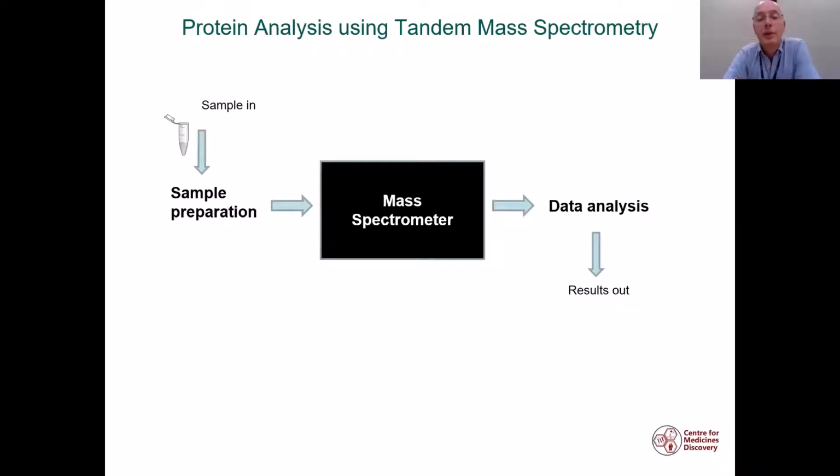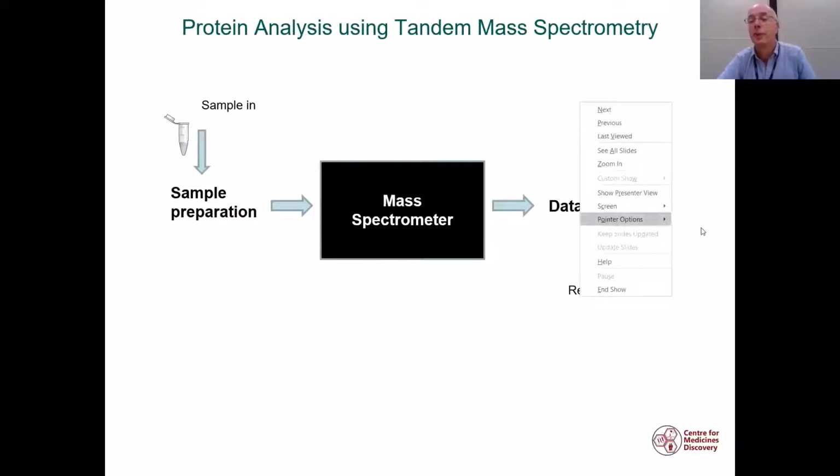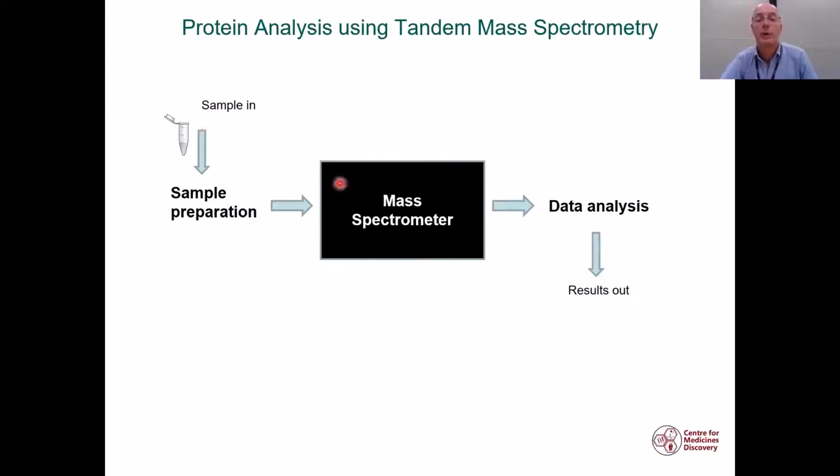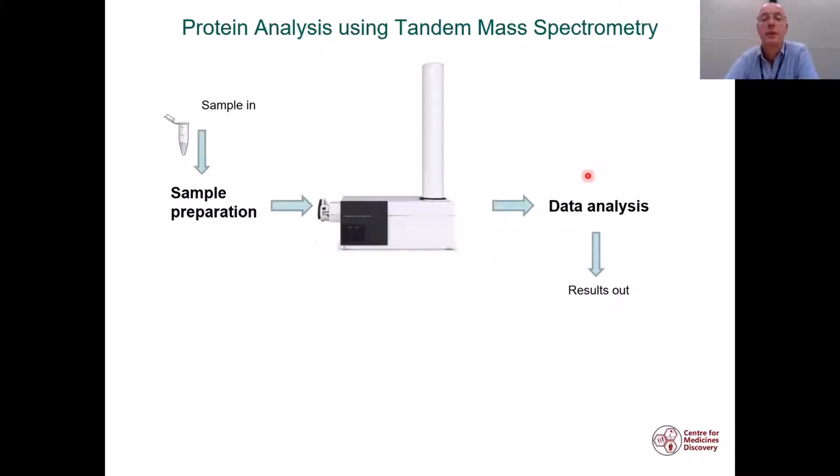So this, you may remember from last week, was what I described as a black box approach. We have sample preparation, samples going into the mass spectrometer. Here we have the mass spectrometer, which we said we could describe as a black box, and then we have data analysis. Following last week's talk, hopefully you'll get some idea of what's going on inside that black box.